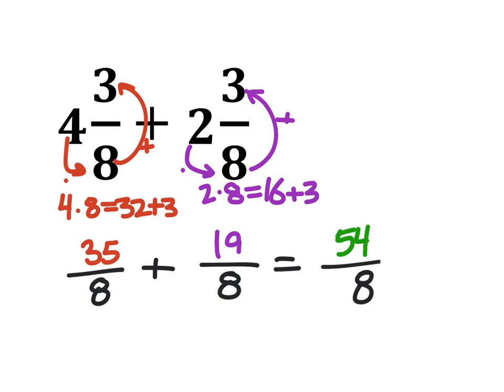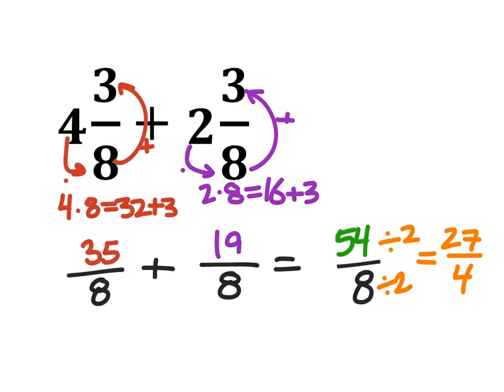Now you could change this into a mixed number right now, but before I do that, I'm going to simplify this because I notice that both of these are divisible by 2, which would give me 27 fourths. Let me just double check that. Yes, looks like we're good.